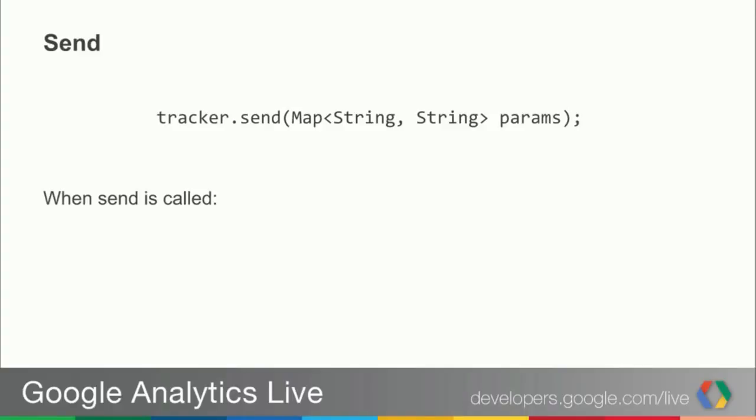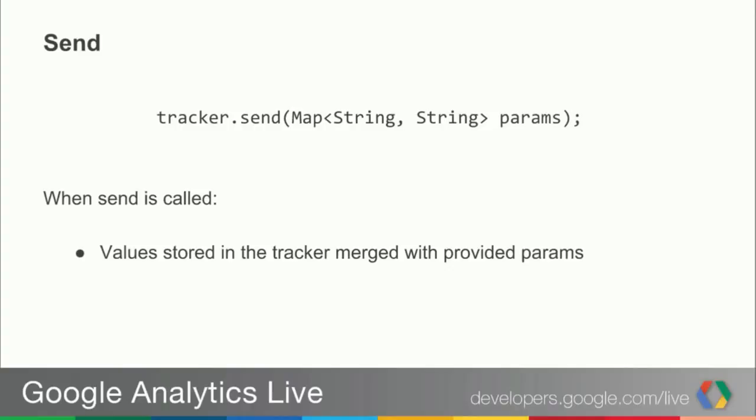And so when you call send, what happens is the values stored in the tracker are merged with the values provided in that map. The values in the map will take precedence over what has previously been set in the tracker. And then the hit will be queued for dispatch. And then you don't have to worry about it at that point anymore.